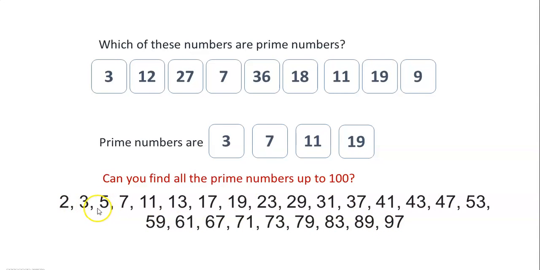But that does not mean all odd numbers are prime numbers. 9 is an odd number, so 9 is not a prime number. 15 is an odd number, and 15 is not a prime number because it has more than two factors. So we need to check if they have only two factors; only then is it a prime number.